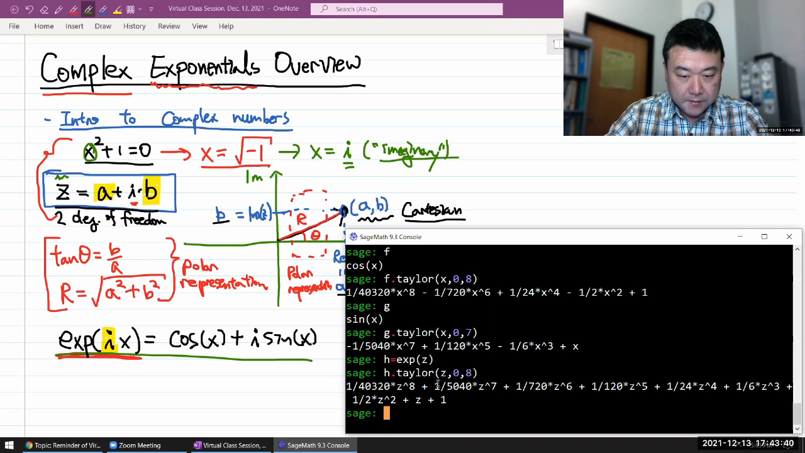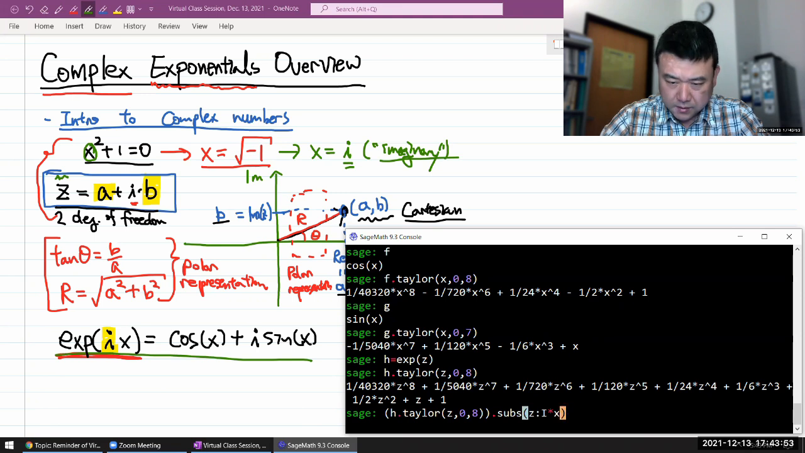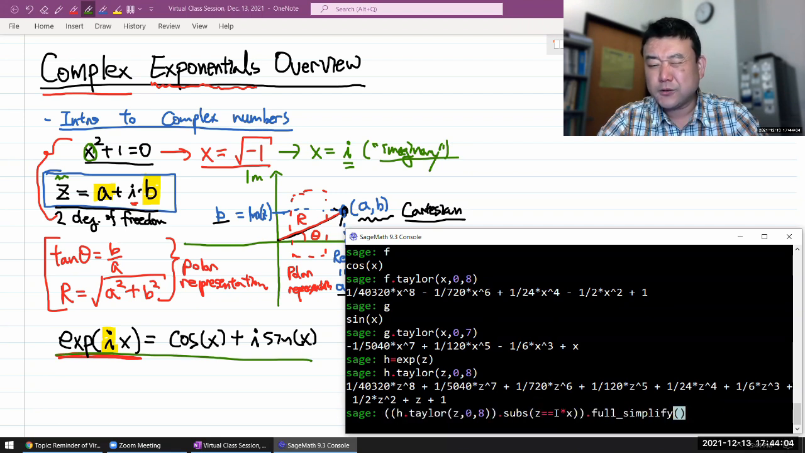So if I make this a substitution, I'm going to take this expression and substitute g as imaginary number times x. And let me see what it does. I think I want to fully simplify it, because I think if I do full simplify, it'll factor things out.